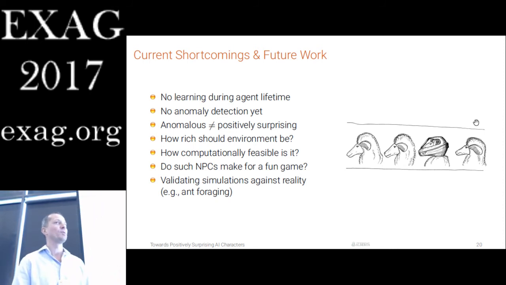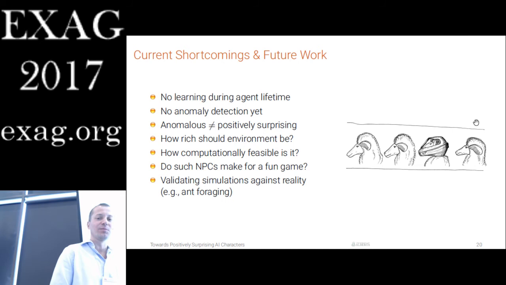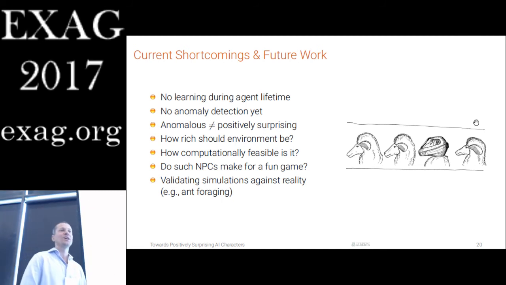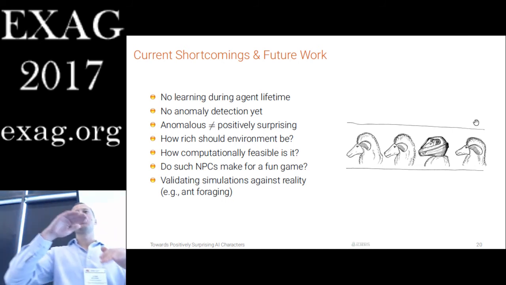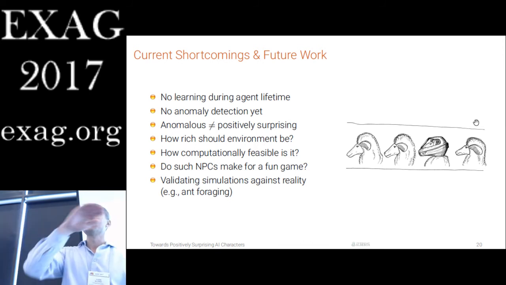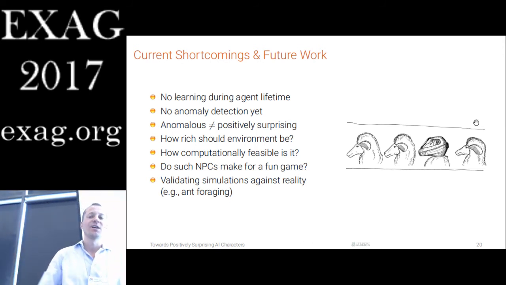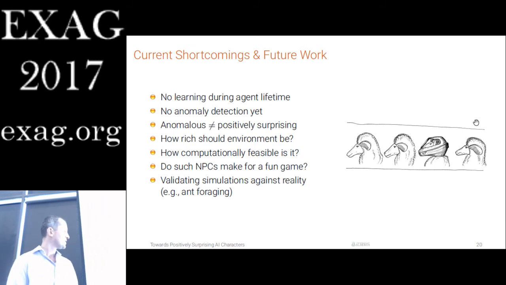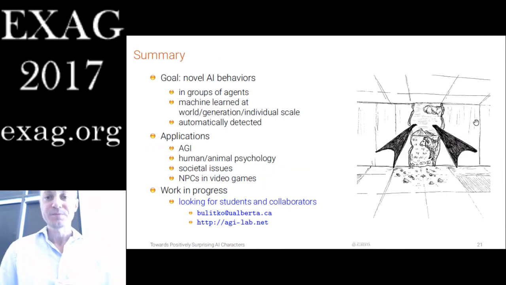How rich should the environment be? Is it enough to have grass, wolves, and rabbits? Do you need something of the level of Dwarf Fortress or somewhere in between? How computationally feasible is this? If we're running evolution at the level of individuals and also evolution of the worlds, it's very computationally expensive. Do such NPCs make for a fun game? And I guess it depends what kind of fun in a game you're looking for. And then if we want to use this to argue that it's related to reality, such as animal behavior, there needs to be validation as well.